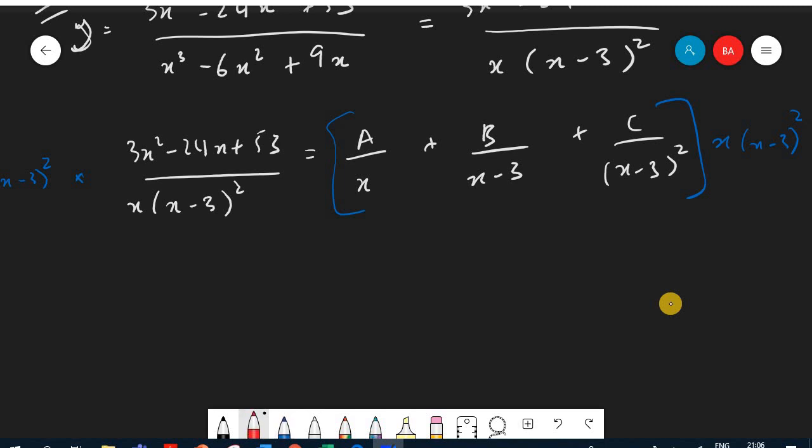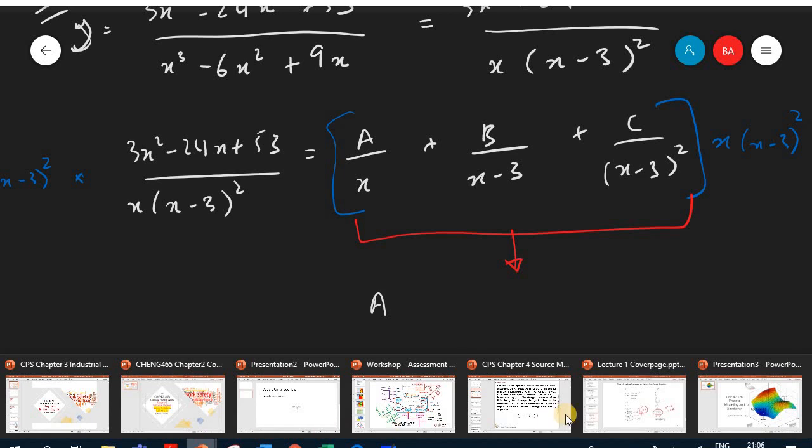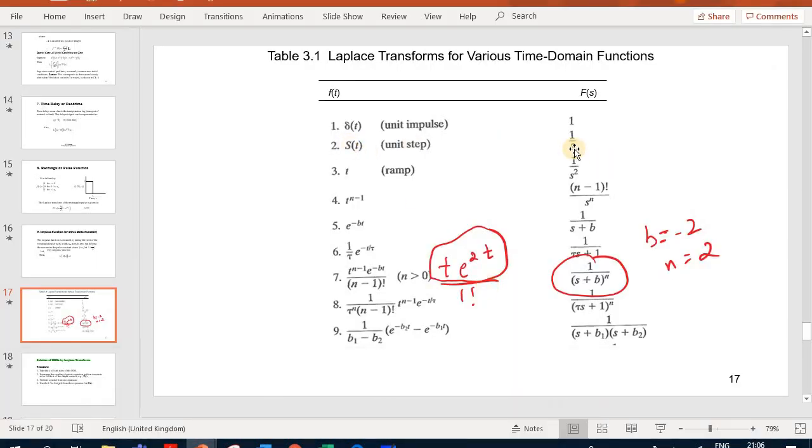And as we said, without going through the details of finding a, b, and c, we already can say that the answer will have a over s. If you remember, the Laplace inverse of that was a. I'll just remind you of that. So what is 1 over s? 1 over s, if you take the Laplace inverse, it is 1.